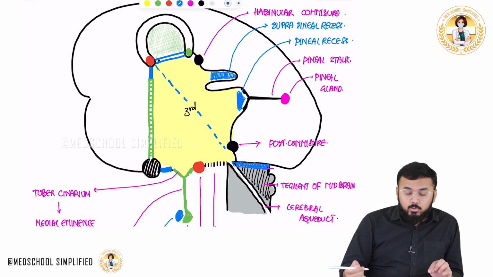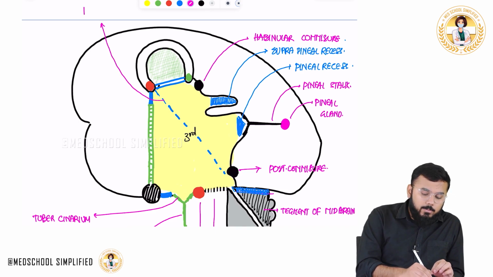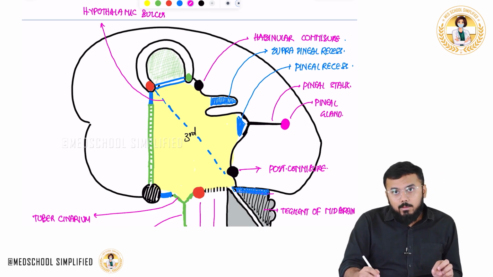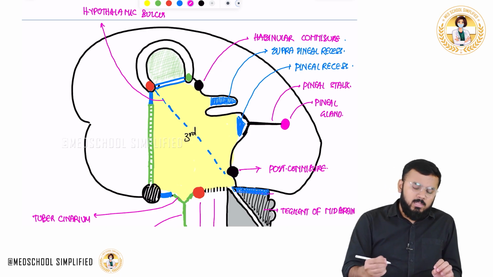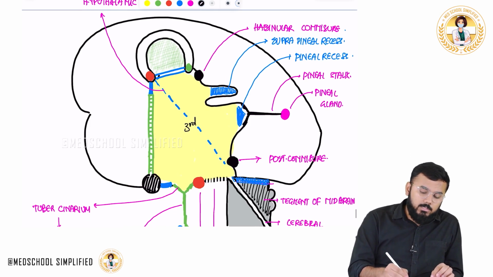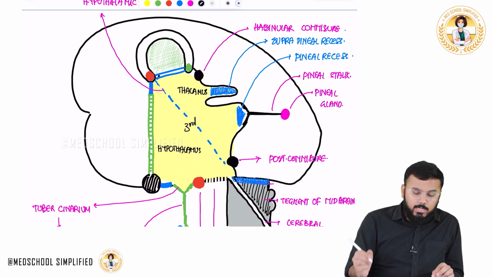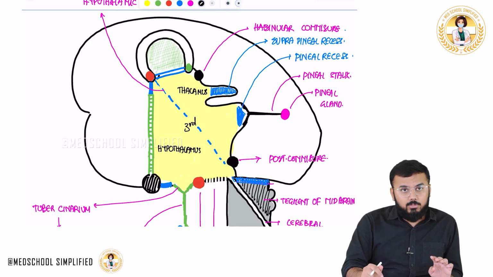So what are these two portions? One portion is above this line, one portion is below this line. First of all, what is the name of this line? This line is called the hypothalamic sulcus. The hypothalamic sulcus divides the third ventricle into the upper part, which is the thalamus, and the lower part, which is the hypothalamus. So this part over here is the thalamus and this part over here is your hypothalamus.